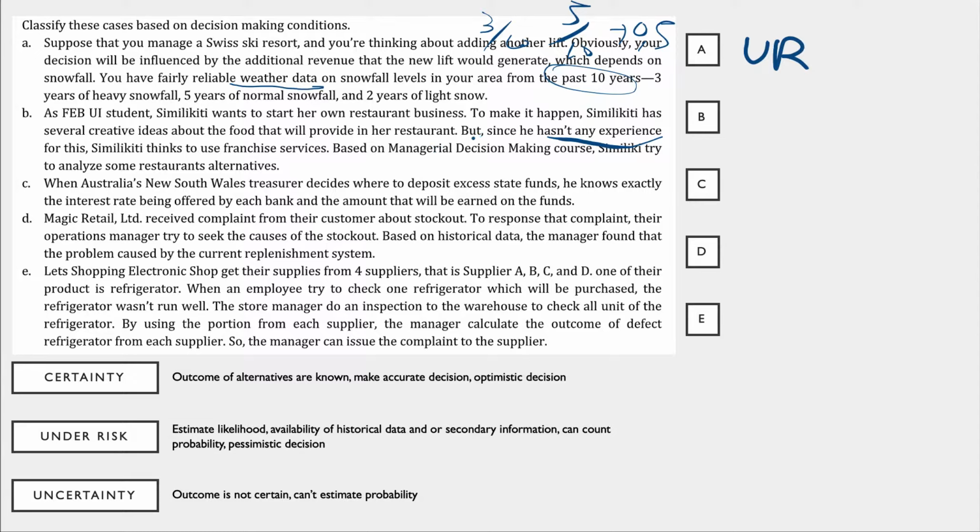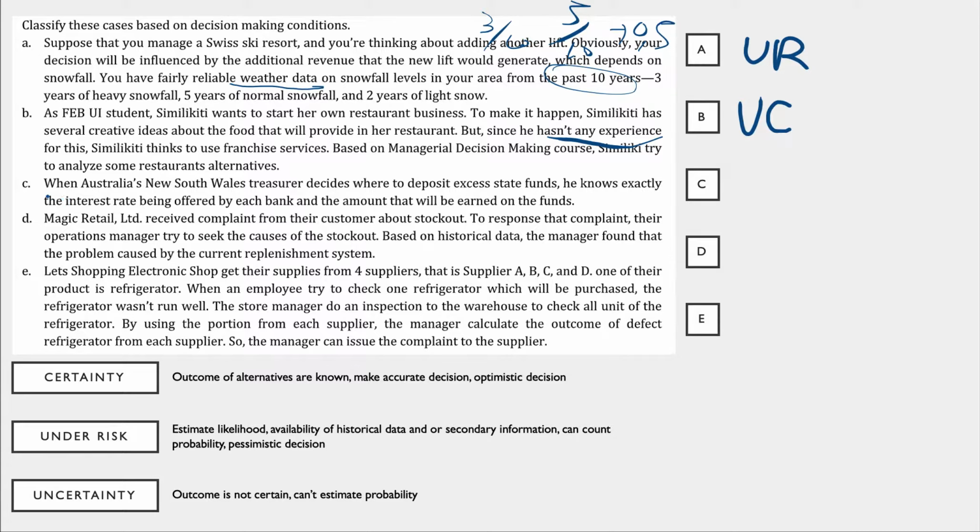So she doesn't know the possibility of each condition that will occur in the future. Very limited amount of information. So in this case, it falls under uncertainty. So the answer is C for B.